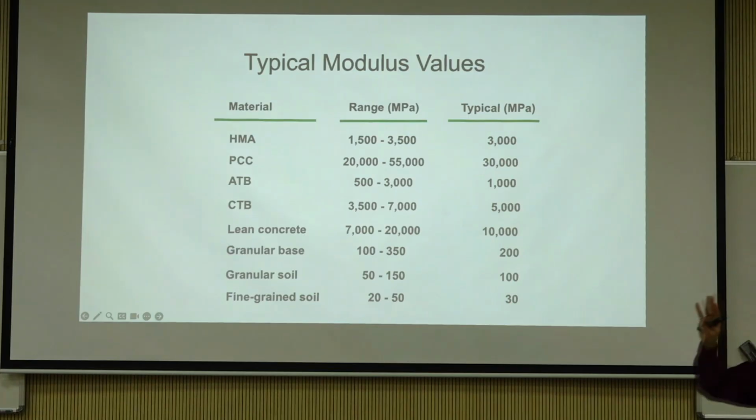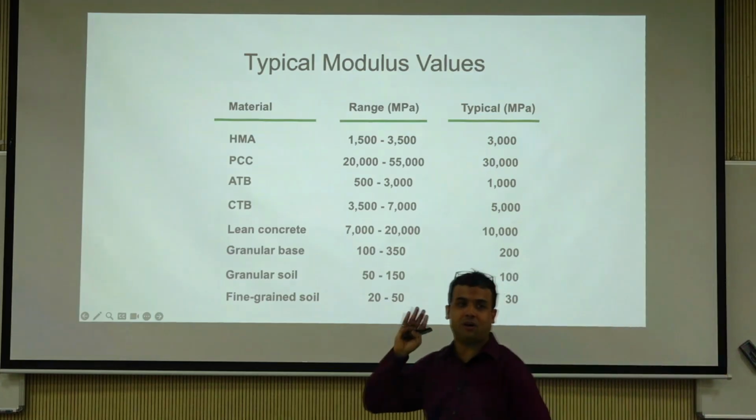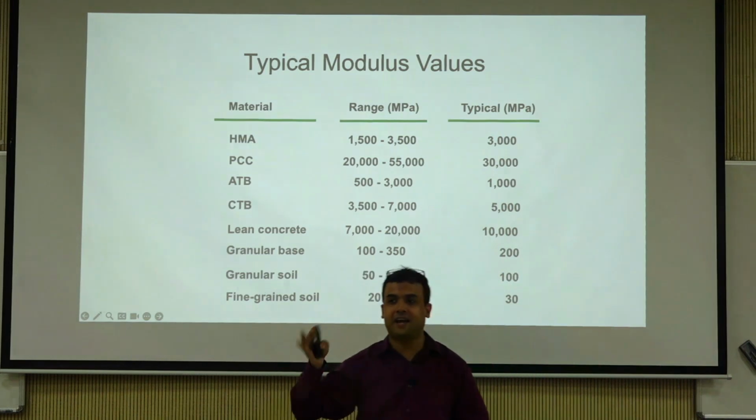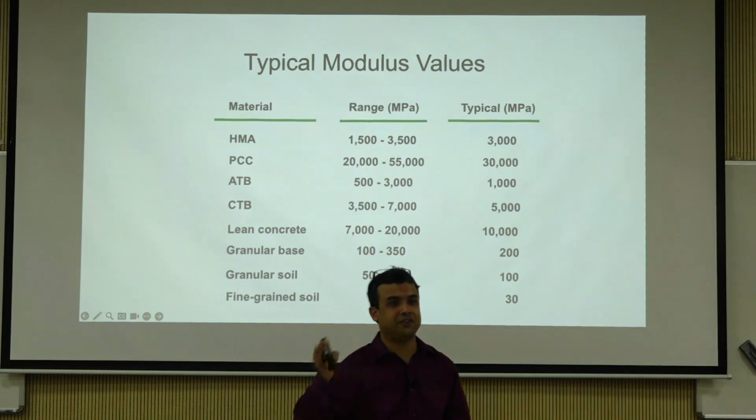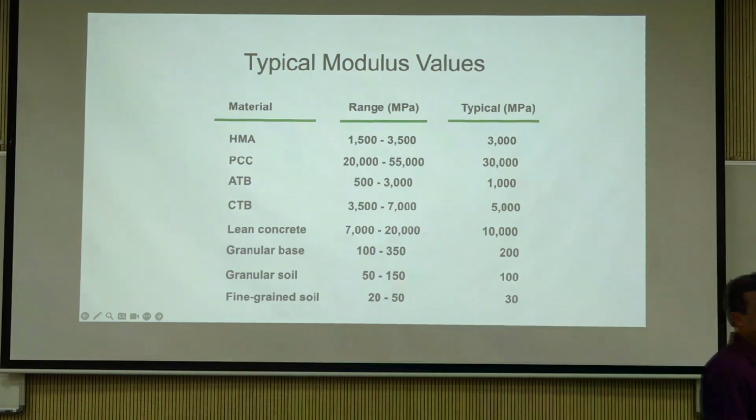If you take concrete, the modulus is 4 million psi. If it's asphalt, it's 400,000 psi. If it's aggregate, it's 40,000 psi. If it's subgrade, it's 4,000 psi. Representative numbers, you'll get by with 90% of the cases.